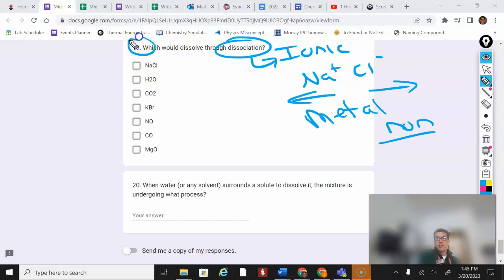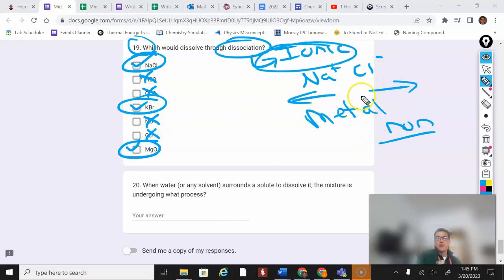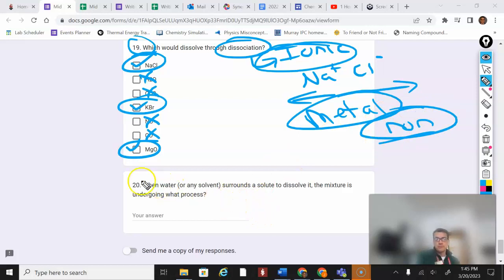So if we go through the list on number 19 about which ones would dissociate, sodium chloride is ionic, water is not, carbon dioxide is not. KBr, because K is a metal. NO, I don't have any metals there. CO, no metals there. Magnesium oxide, metal there. So these three things would dissociate because they are all ionic. I know that they are all ionic because I have a combination of a metal and a non-metal.